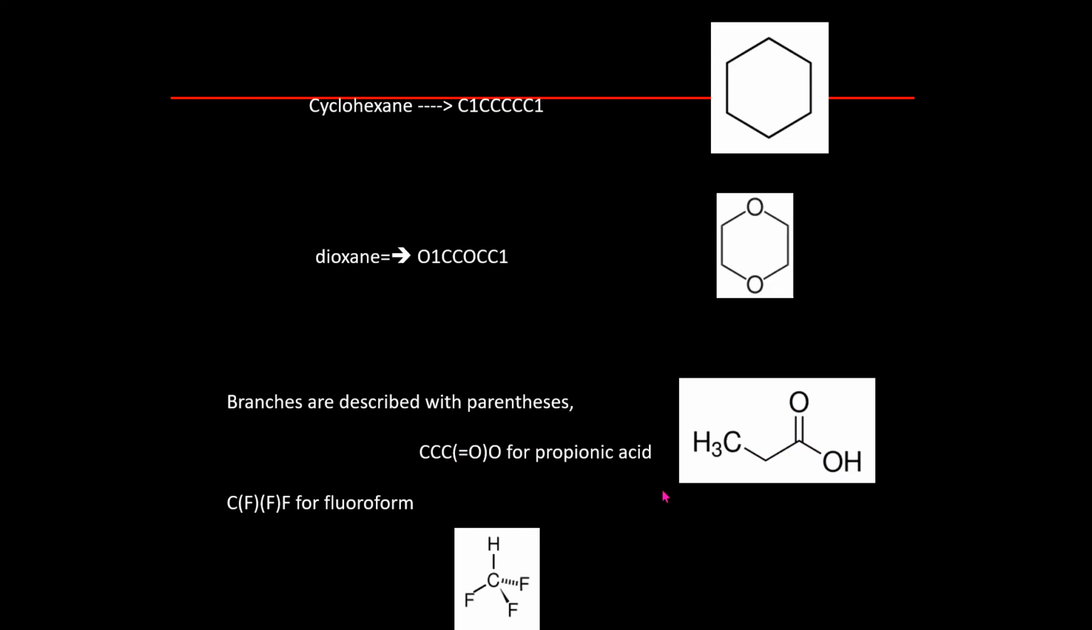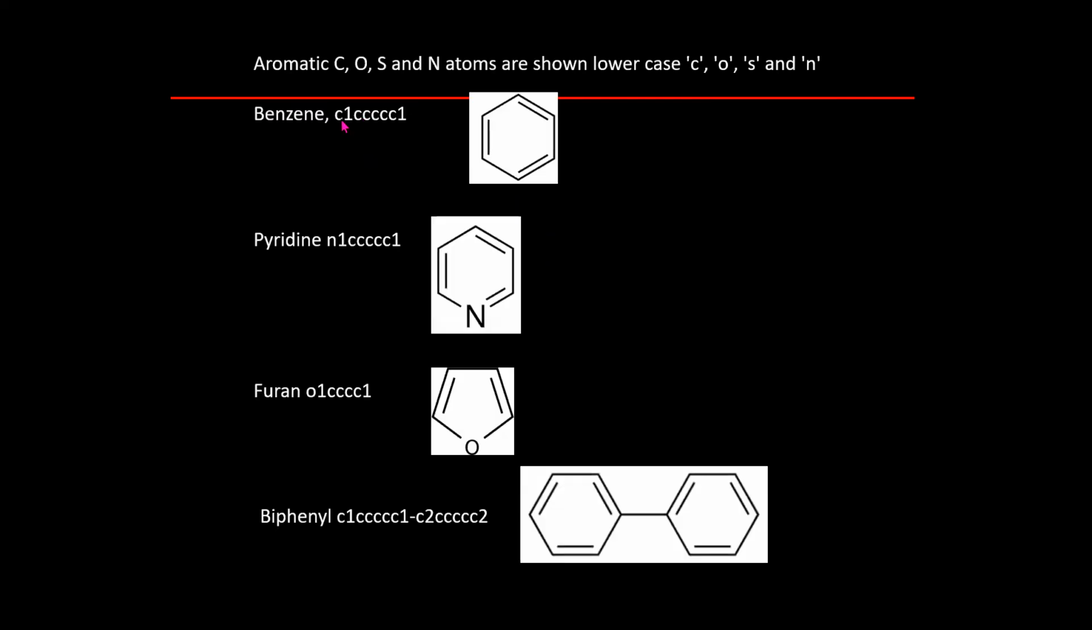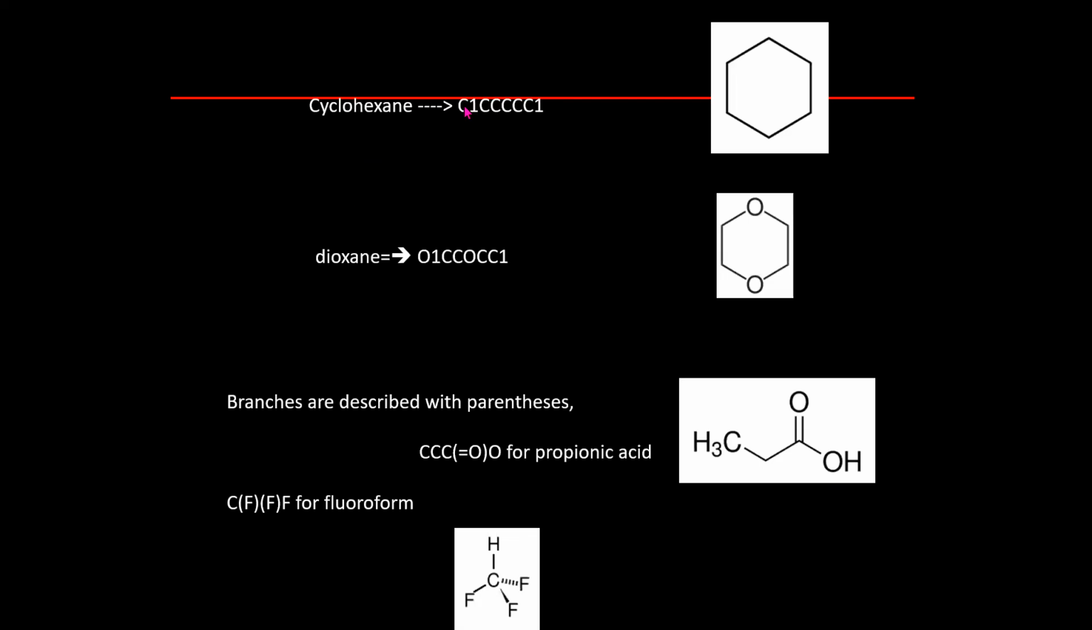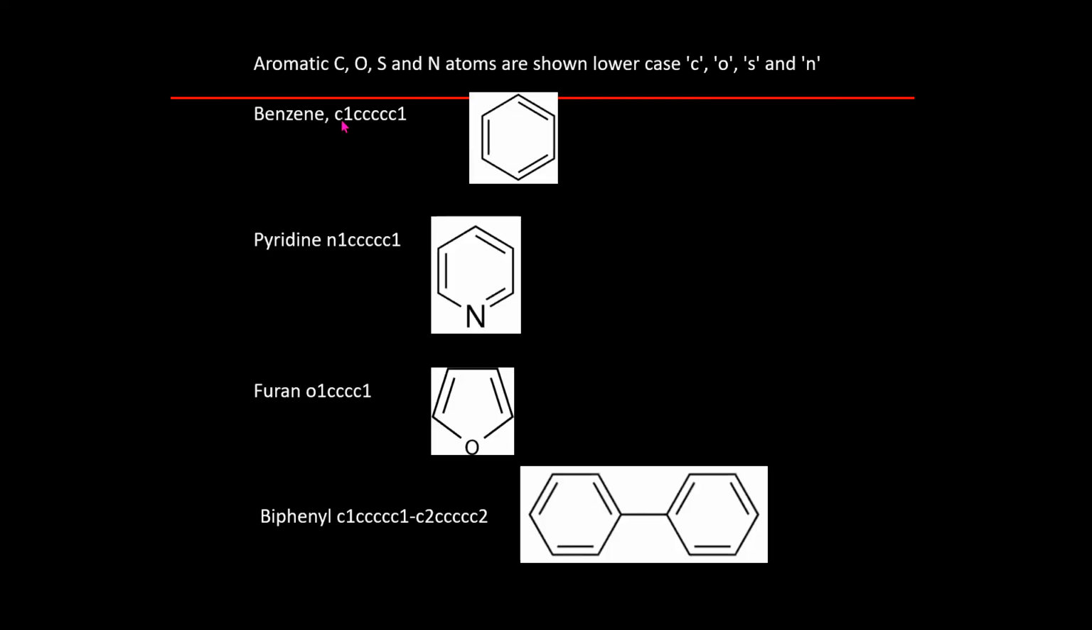Now, what do you do for aromatic? Instead of capital C, you write small c. So for aliphatic, you write capital C. For aromatic, you write small c. So benzene, again six carbons, one connection, 1, c c c c c c 1, but only small c. Small n means aromatic nitrogen. Small o means aromatic oxygen, like that.